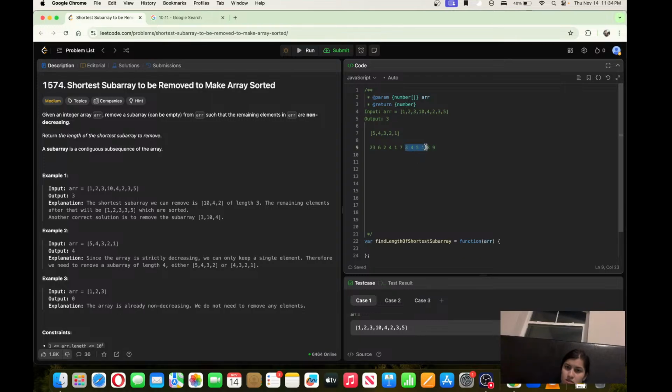But this is still increasing, so I have to remove this and this both. Maybe I'll not be given input like this. I think I'll be given input where it is possible to remove just one subarray to make it non-decreasing. Or maybe in a question like this, the answer would be just remove everything, because here I cannot remove just one subarray to form an array like that.